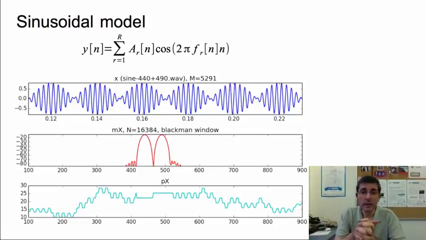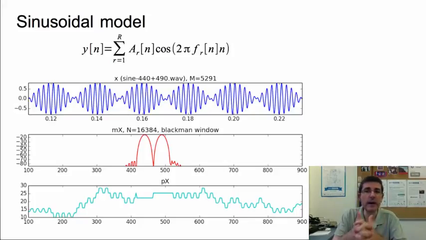So the sine model is simple. It's a sum of time varying sinusoids. In the previous class, we emphasized that we need to detect these sinusoids in the frequency domain. Therefore, we need to choose a window size that is good enough to isolate those sinusoids, or at least to visually have separate peaks for them. In this particular case, for these two sinusoids, 440 and 490, we need a window size of 5,291 samples in order to have these two main lobes separate.